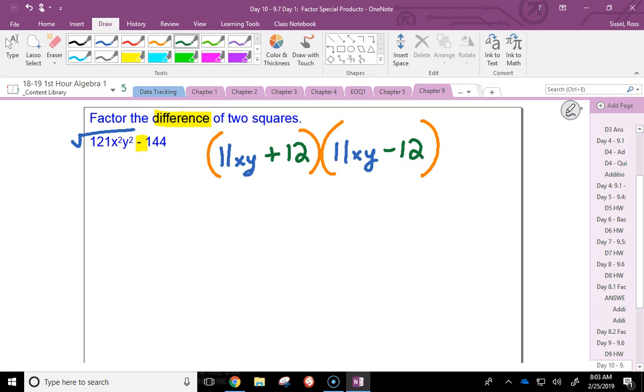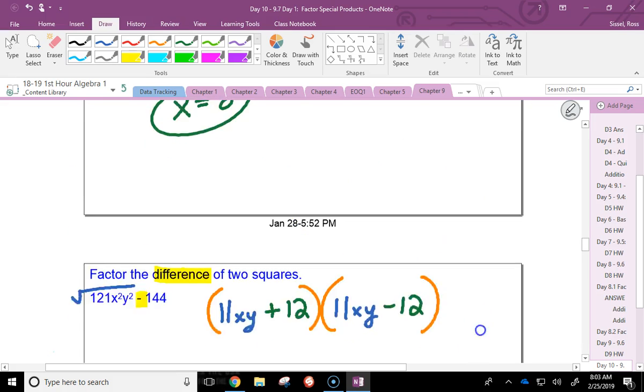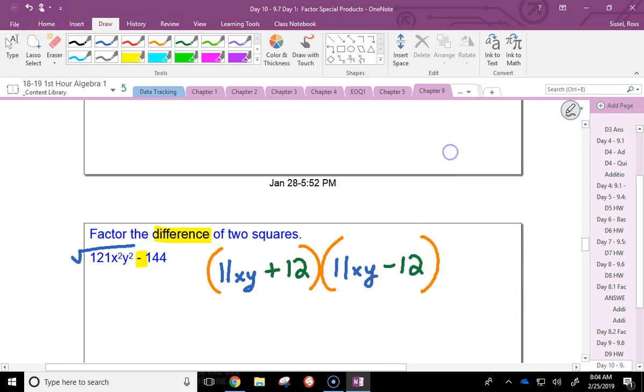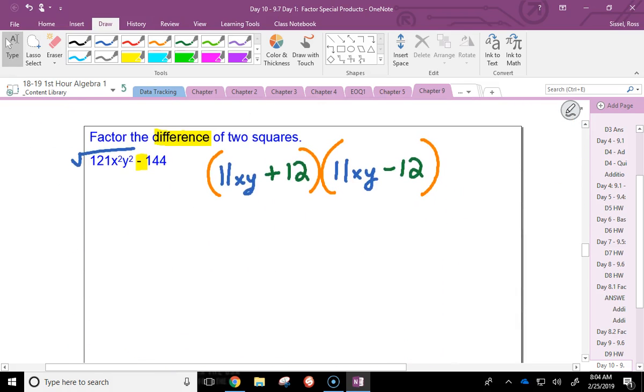That is our answer. That's all there is to this one. Because they told us not to solve, they just said factor the difference of two squares. Remember, the two main names that we're looking at today are binomial square, which is this, where we have two terms and we're squaring them, and the difference of two squares.